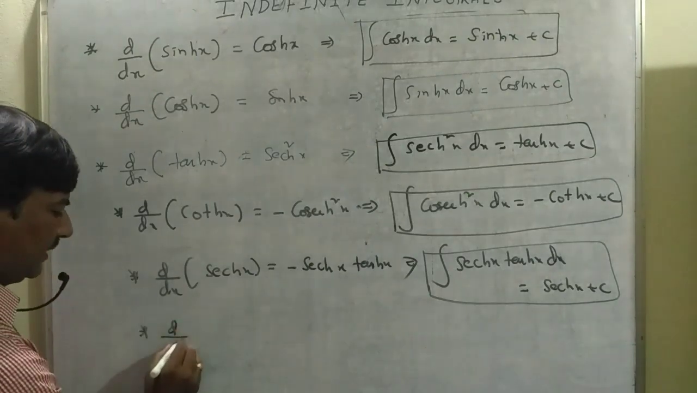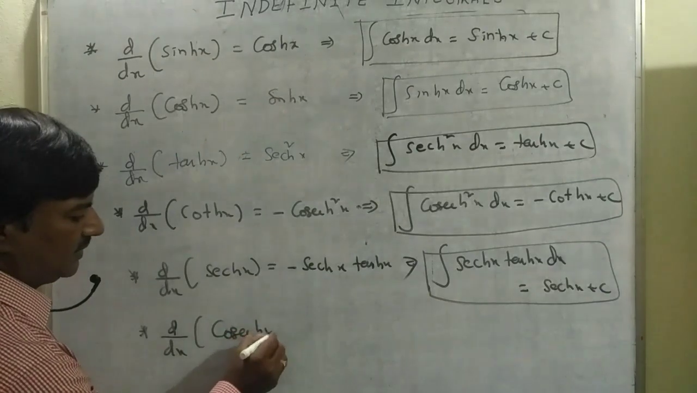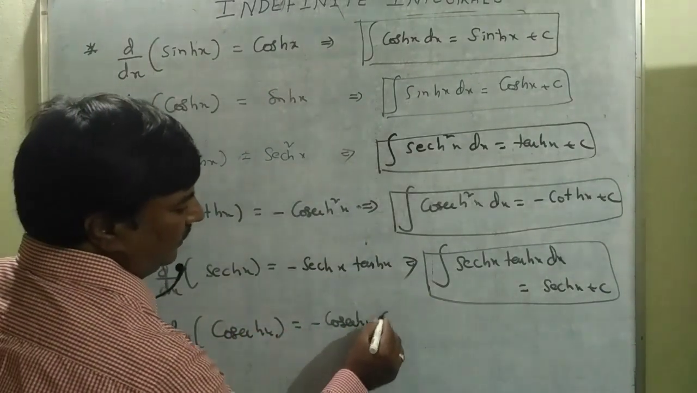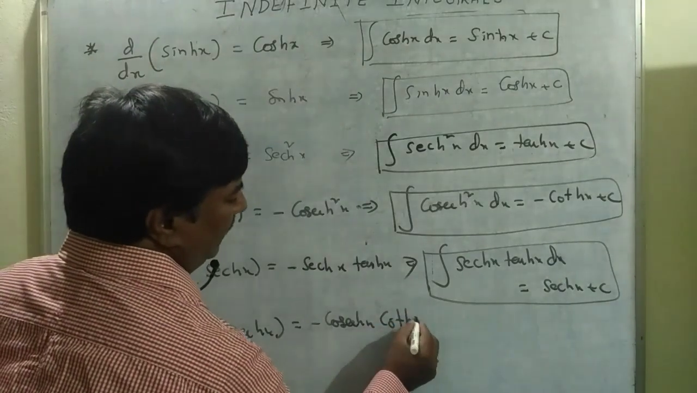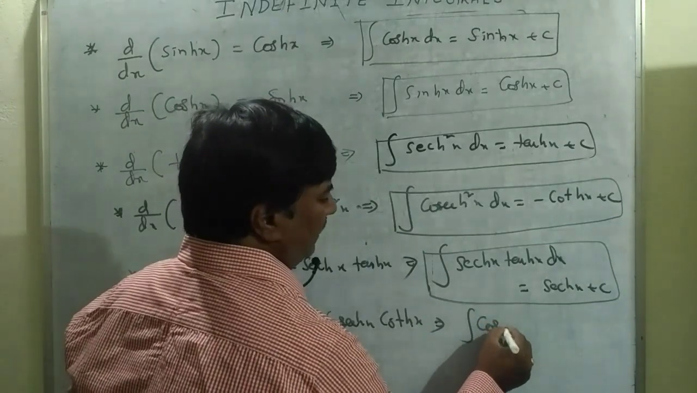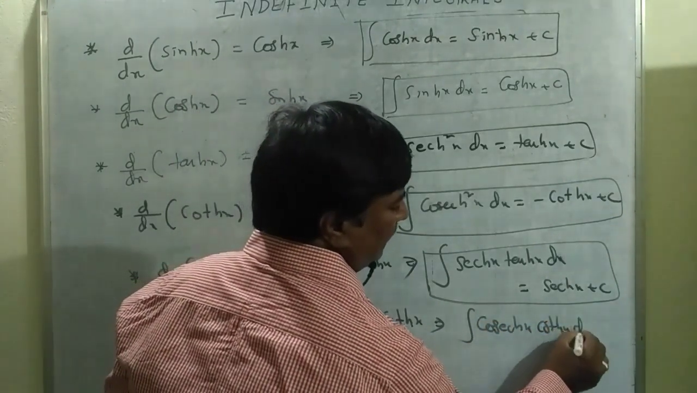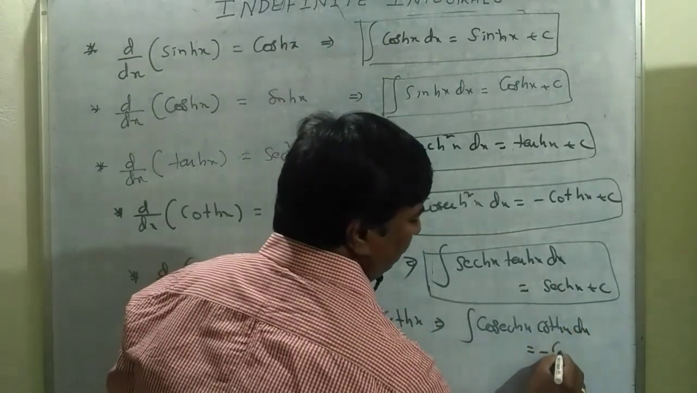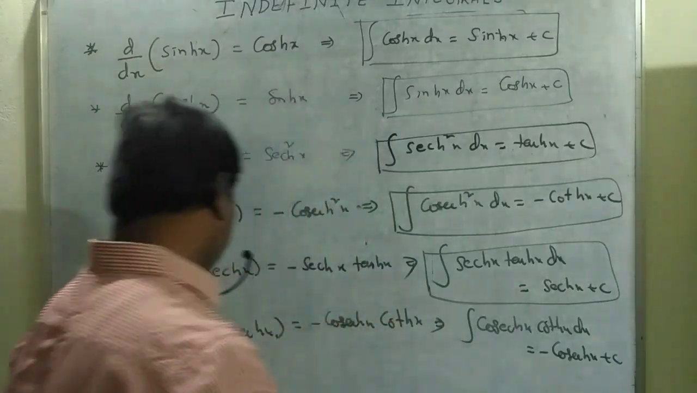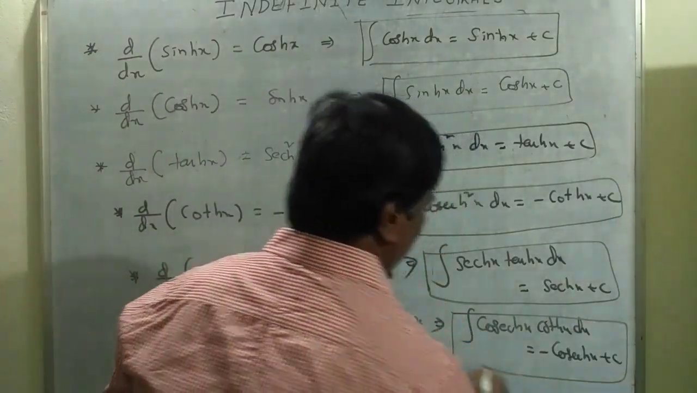d by dx of cosecant hx is equal to minus cosecant hx cot hx. In the reverse process, the integration of cosecant hx cot hx dx is equal to minus cosecant hx plus c. This is the next formula in integrations.